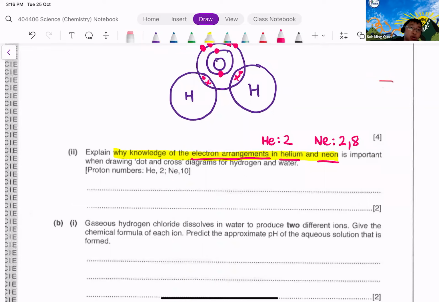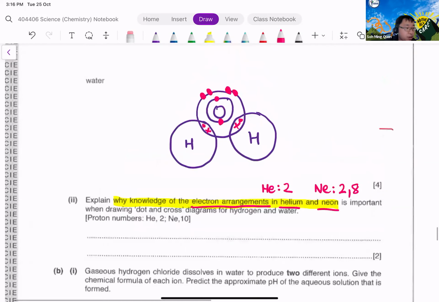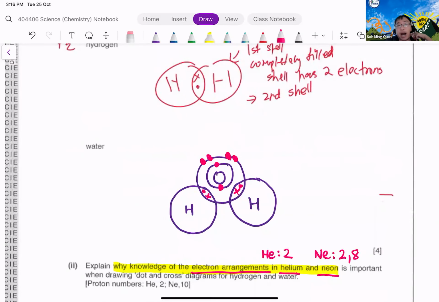So you realize that these are the noble gases, right? They have a fully filled outermost electron shell. Helium is from period 1. Neon is from period 2. That's important because if you look back, isn't that what you have done? Hydrogen shares electrons to completely fill the first shell. Oxygen shares electrons so that the second shell, its valence shell, is fully filled. So the whole idea is hydrogen and helium, maybe they are related. Oxygen and neon, maybe they are related because it tells you how many electrons to share, right?